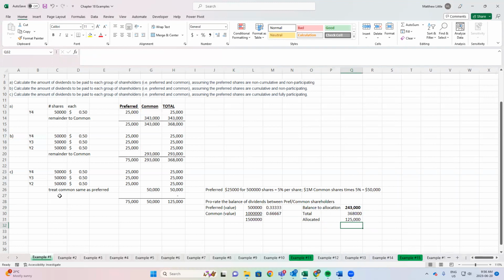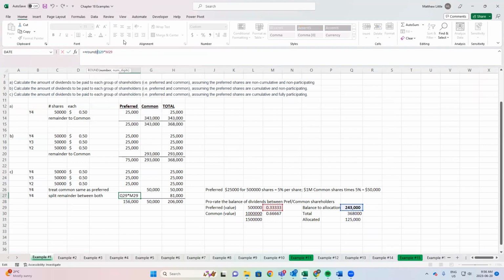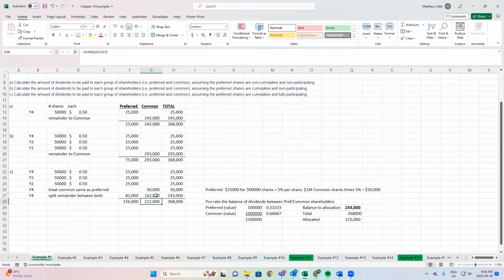So now we can go back to our year 4 and split the remainder between both. We can take our 243,000 times our 33%, and we'll have $81,000. We'll round that, because that's just what I like to do. Then we take the balance, 243,000 minus the 81, so we'll have 162,000 going to common. And that's how we have those three situations.